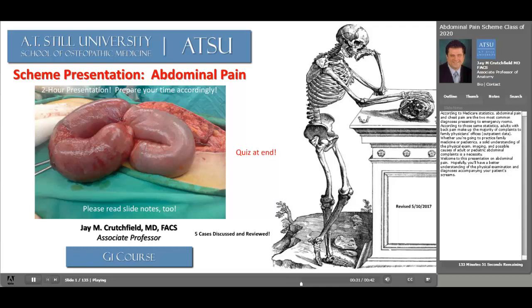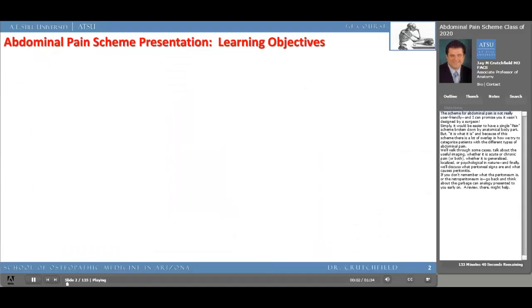Welcome to this presentation on abdominal pain. Hopefully you'll have a better understanding of the physical examination and diagnoses accompanying your patient's screams. The scheme for abdominal pain is not really user-friendly, and I can promise you it wasn't designed by a surgeon. Simply, it would have been easier to have a single pain scheme broken down by anatomical body parts.